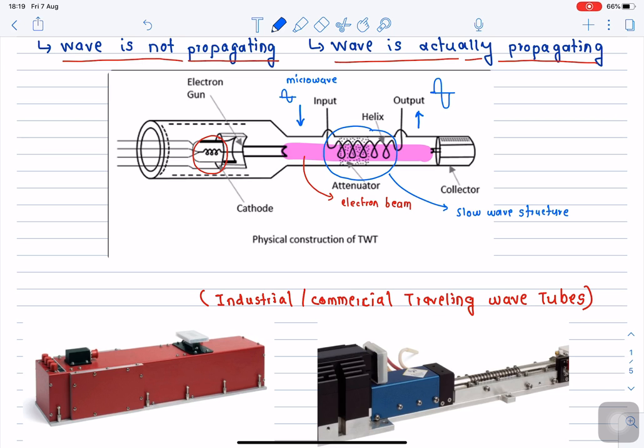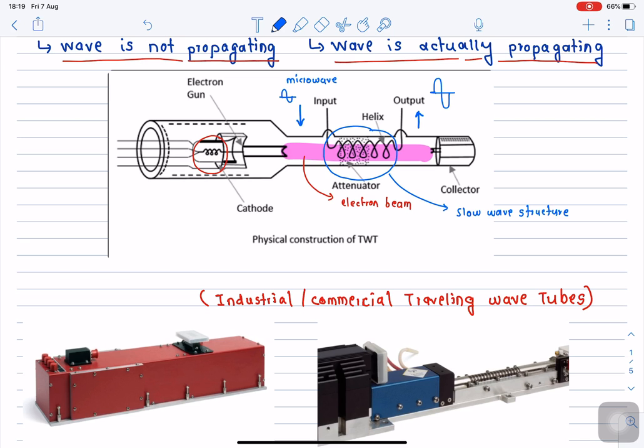So during the transit along the axial direction, the electron beam is going to transfer the energy through the traveling wave. So here there are two different types of waves. One is the wave, or we call it a space charge, which is developed by the beam of electrons, and another is essentially a traveling wave. The traveling wave is nothing but the microwave signal which is traveling over the slow wave structure.